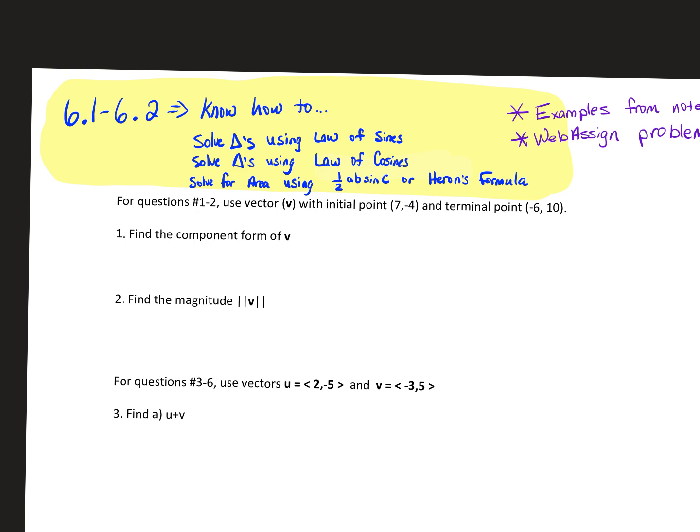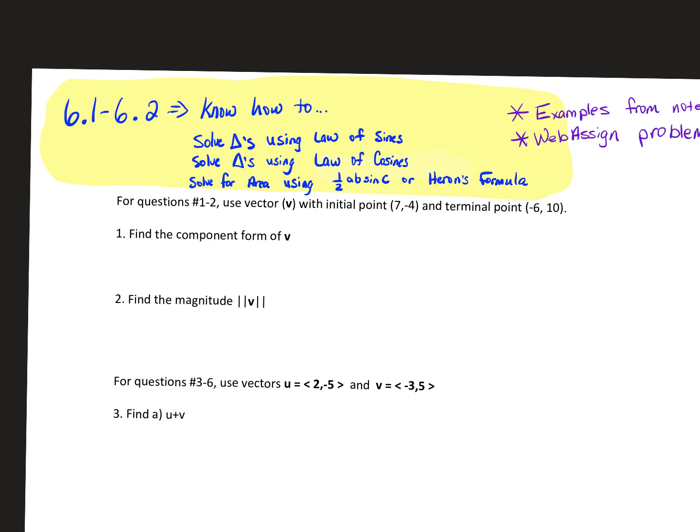Now, the vector stuff, guys, the math behind the vector stuff is very easy. The directions on your test are going to say, show all work for credit. If you just do stuff in your head and don't show me your work, you're not getting full credit. If you just tell me the component form is whatever and there's no work behind it, you're not getting full credit, because you have to show me.